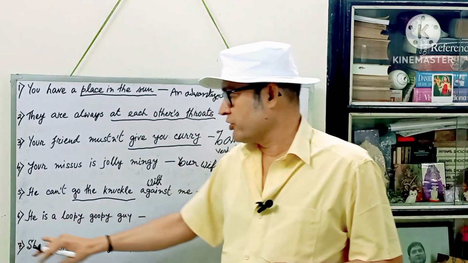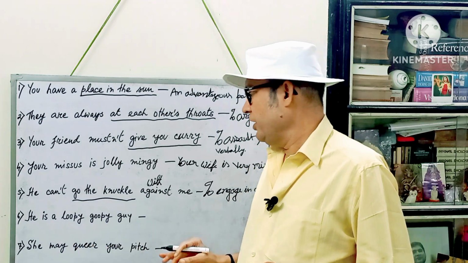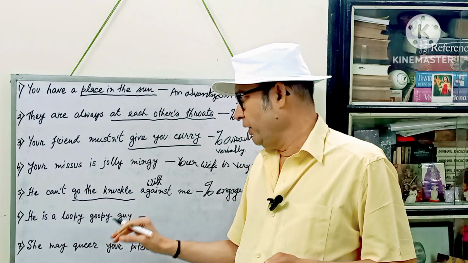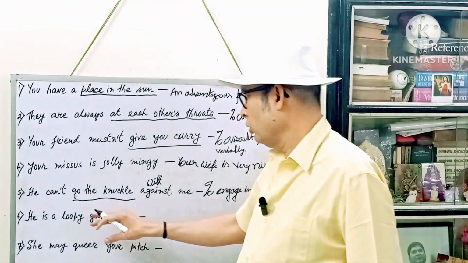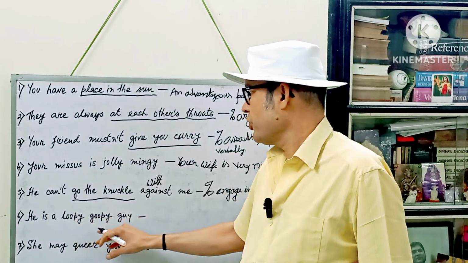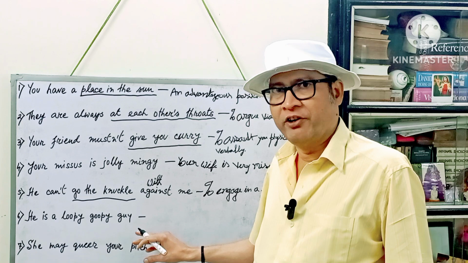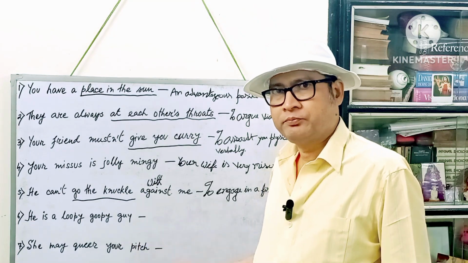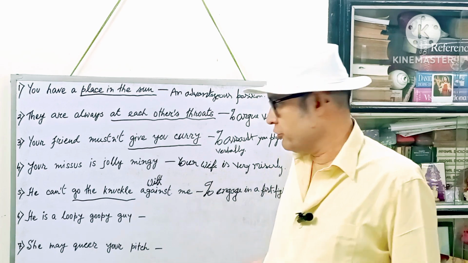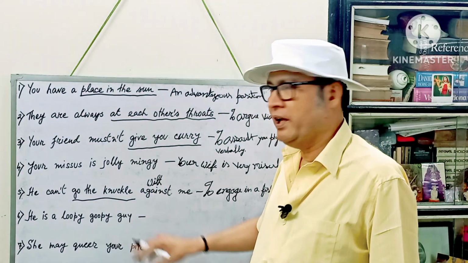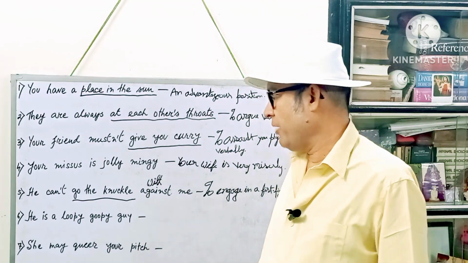Let's move on to number 6. He is a loopy goopy guy. These two words are unknown to you. You know very well, G-U-Y, a guy. You always use this. Hello, guys. This guy means actually a man or chap, C-H-A-P, chap.